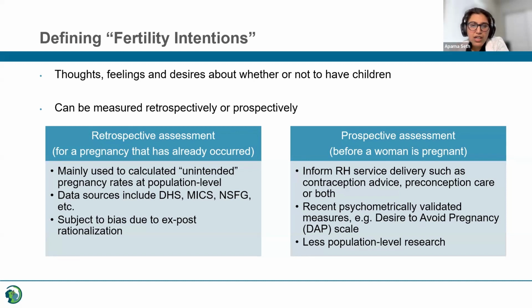There has been a lot of development in this field of prospective assessment of intentions, and we've seen a lot of psychometrically validated measures that have come up. For example, the desire to avoid pregnancy, or the DAP scale. However, I will mention that there has been little population level research when it comes to prospective assessment of intentions.